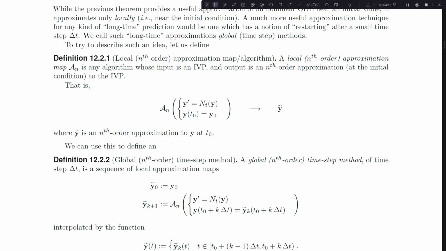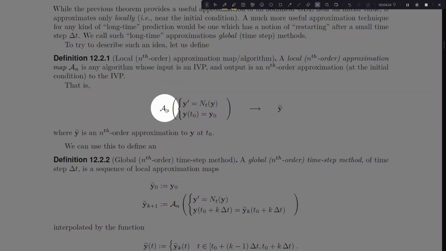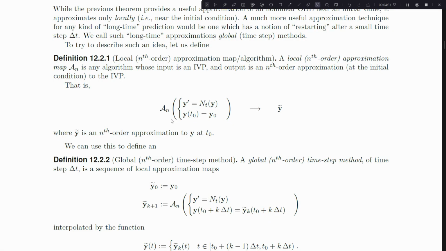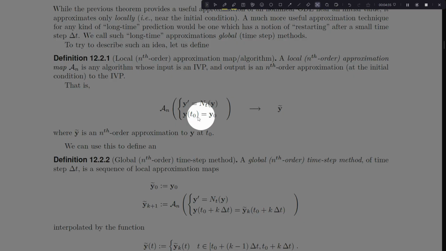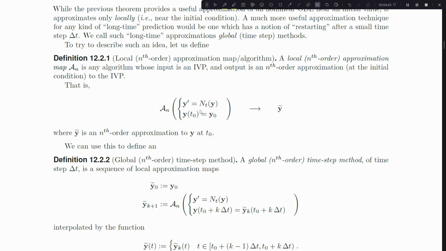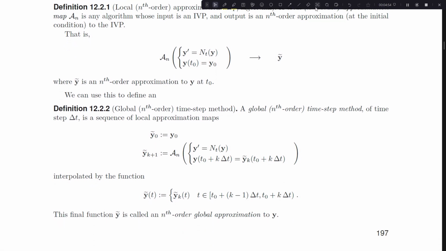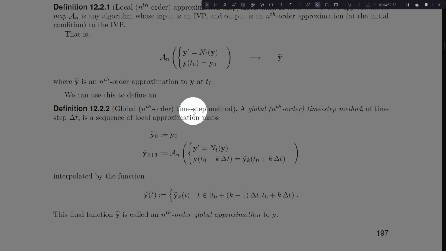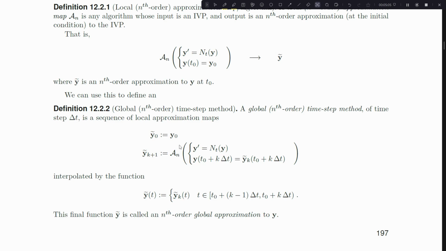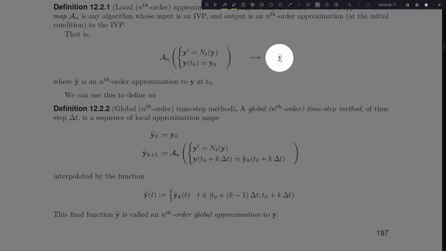So I'm going to define just a few definitions to get us this idea of global approximation. This first one is just going to be script A sub n. I'm going to call that a local nth order approximation map. It inputs an entire Cauchy problem and it outputs an approximation at the initial condition of the Cauchy problem. So the entire Cauchy problem goes in, a single approximation comes out, and that's what I'm going to call my nth order approximation map, and it's local. And then I'm going to define what we call time step methods. A time step method is where we're given a specific time step delta t, some number greater than 0, over which I'm going to perform my local approximation.